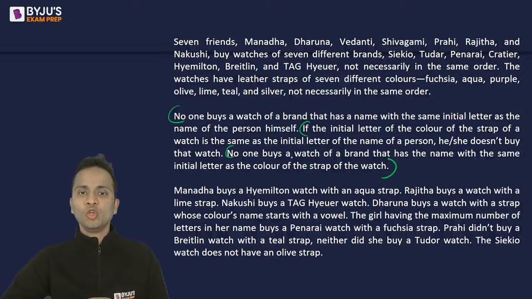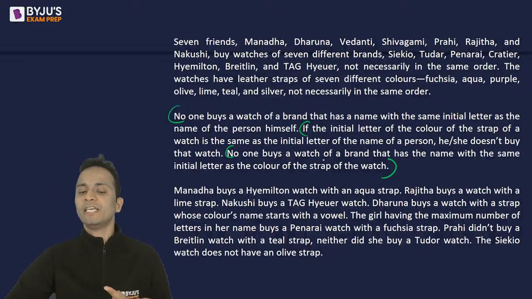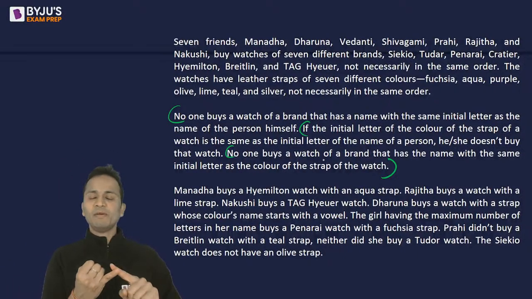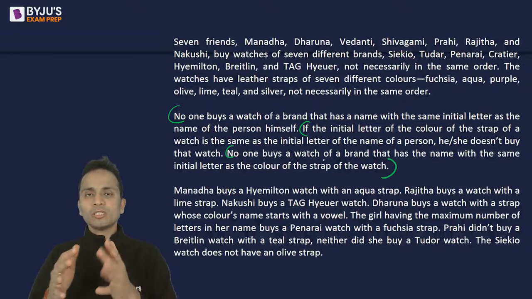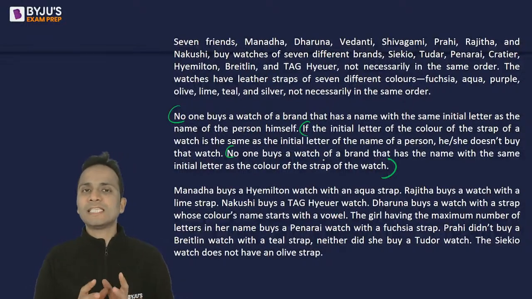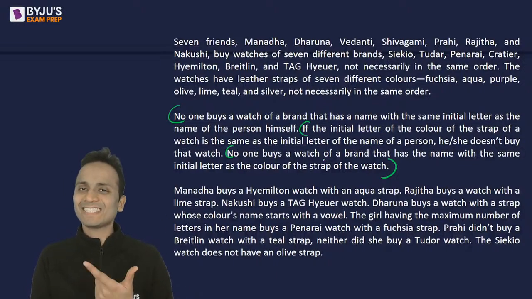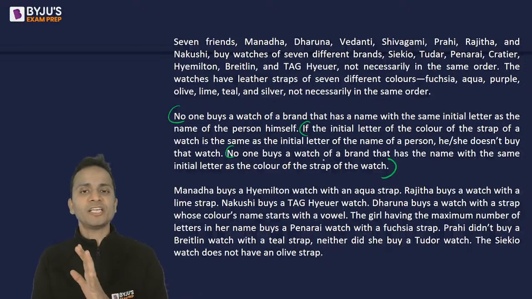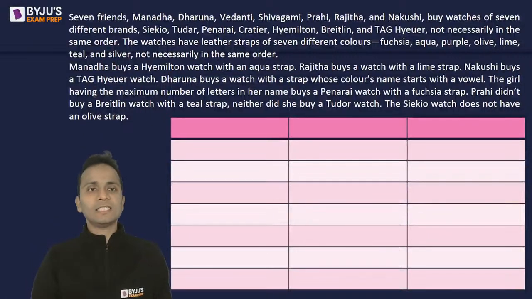The third thing, no one buys a watch of a brand that has the name with the same initial letter as the color. So brand and color also have different initials. So name of the person, brand of the watch and the color of the strap, all three of them will start with a distinct alphabet. Instead of giving this in a single line, they have mentioned it in three different sentences. Now the directions are given in the third paragraph.